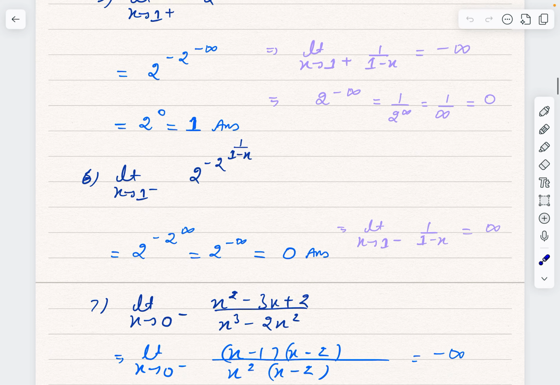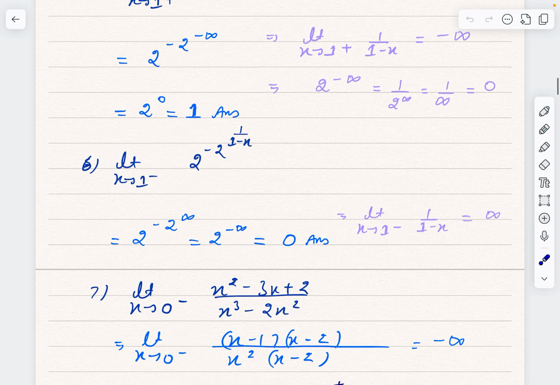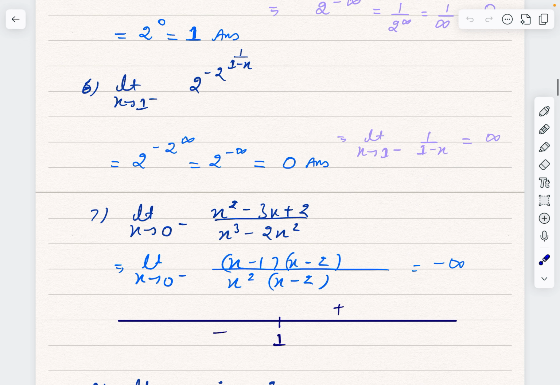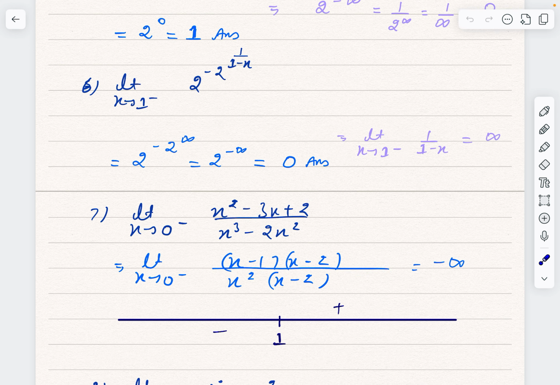Okay, guys, let us start discussion. The answer here will be minus infinity. See how, if I just factorize this thing, we get (x minus 1)(x minus 2) over x square into (x minus 2). Now this x minus 2 will be cancelled out. So what we get here is (x minus 1) over x square.